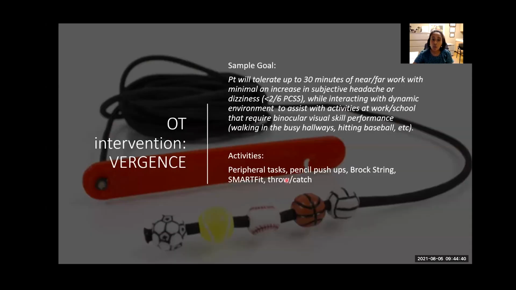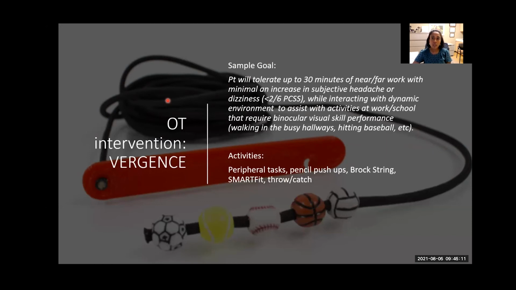So here's a sample goal for you, looking at some vergence training and just performance and that type of skill, binocular visual skill performance. In my example here in the back, I do have a Brock string. Brock string is something that is widely available online. You may have heard of that before in school or just in your work environment. I do think it's a great tool. I just don't use it right away.